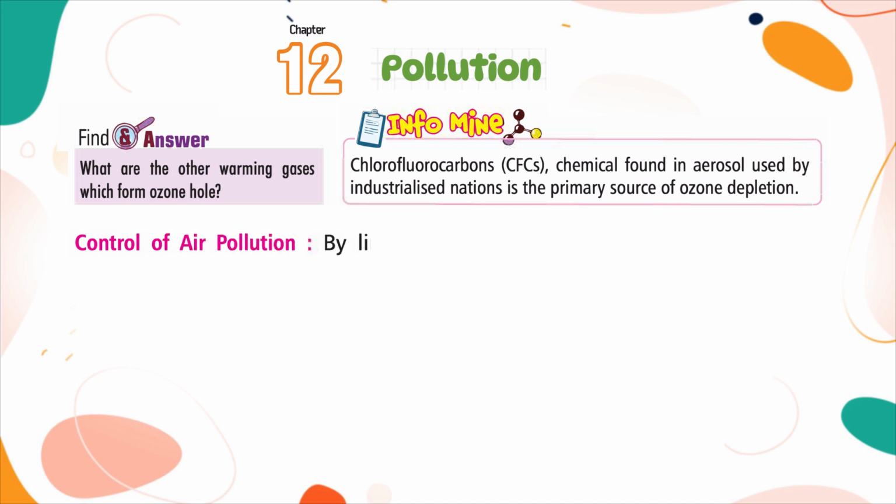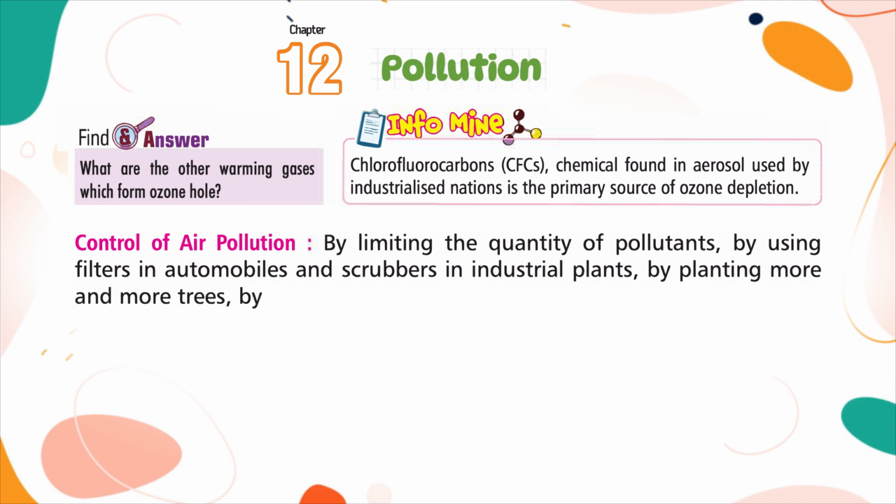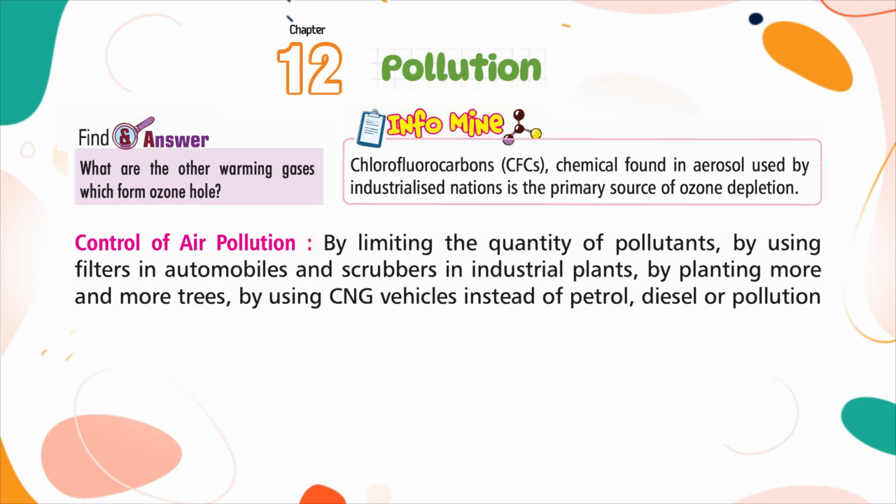Control of air pollution: by limiting the quantity of pollutants, by using filters in automobiles and scrubbers in industrial plants, by planting more and more trees, by using CNG vehicles instead of petrol, diesel, or pollution check vehicles.